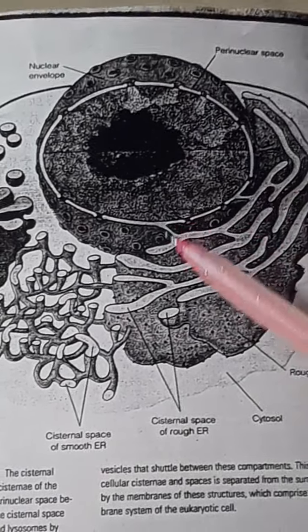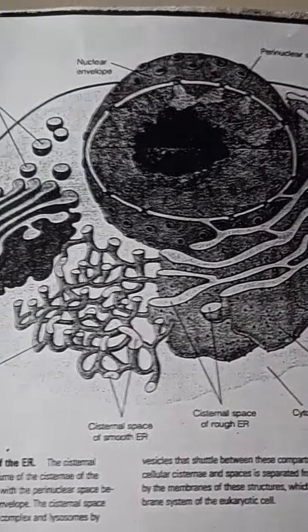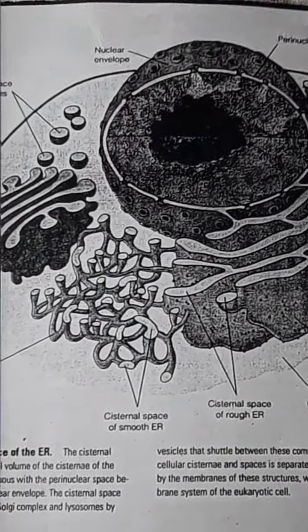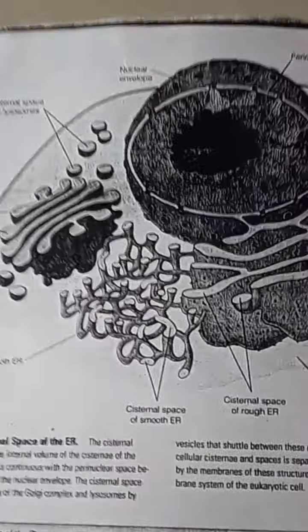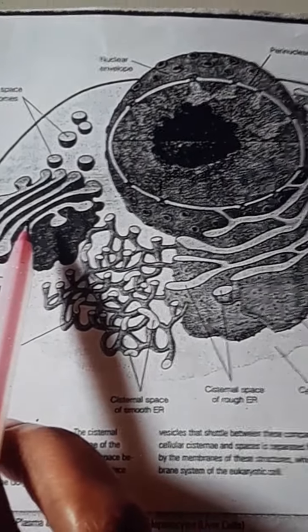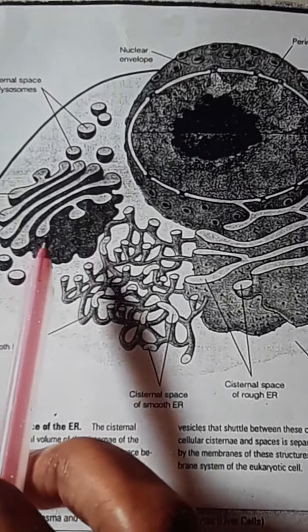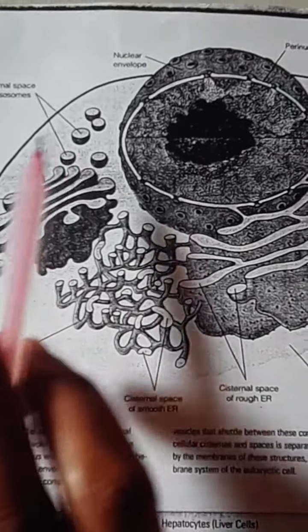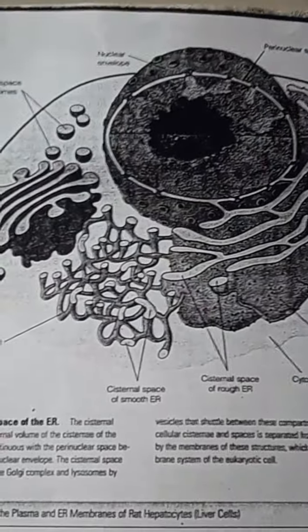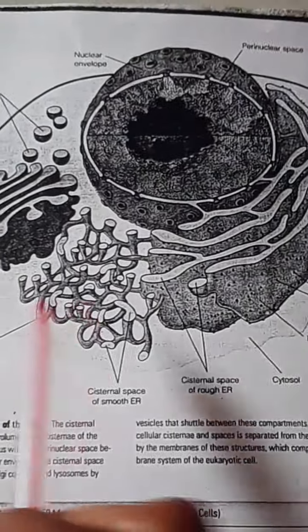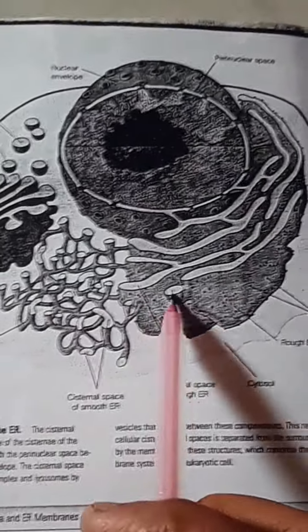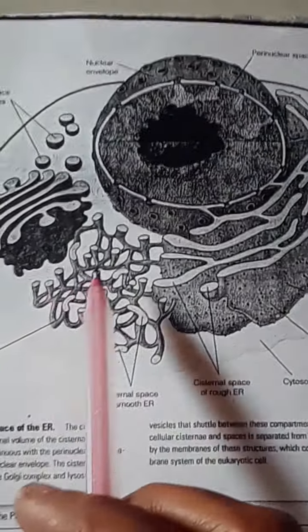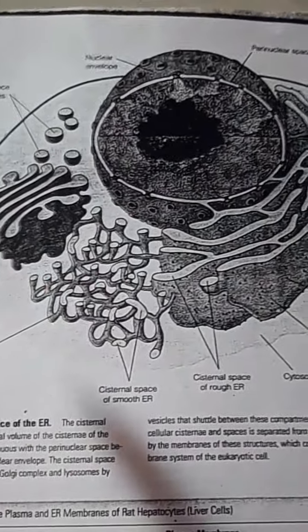Can you see it over here? The cisternal space is continuous with the perinuclear space between the two membranes of the nuclear envelope and can communicate with the internal spaces of the Golgi complex. This is the Golgi complex. And it can communicate with the internal spaces of the Golgi complex and lysosomes also, by means of vesicles that shuttle between the structures. These are tubular structures, this is the cisternae, and the vesicles shuttle between the structures. So the space is continuous.